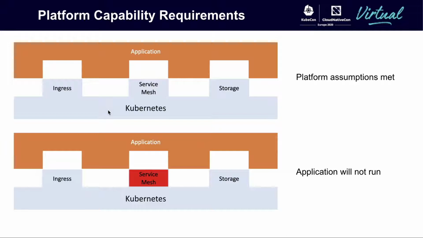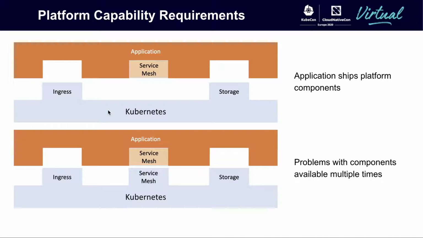So with these requirements, we have exactly a situation as we've seen it here. On the top, all of our platform assumptions are met. So everything we actually require is also available for us: ingress, service mesh, storage, other things we require from our Kubernetes cluster to have available. However, when one of those components is missing, we can't run the application. Like in this case, the service mesh is missing, so we can't run the application.